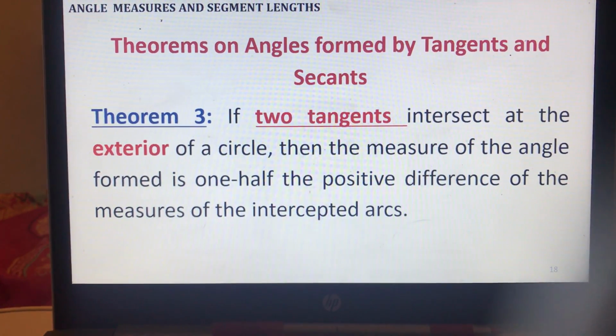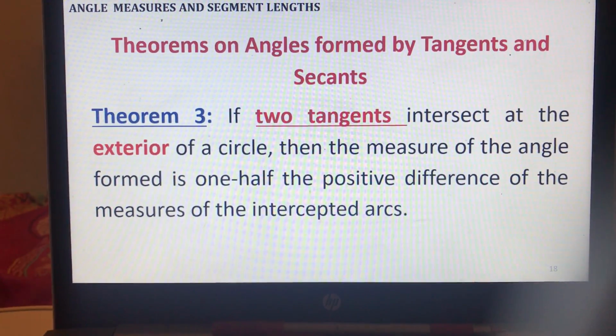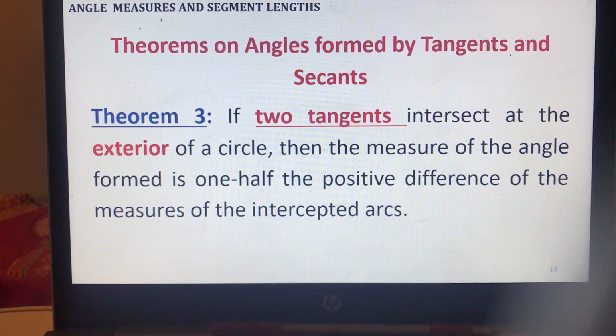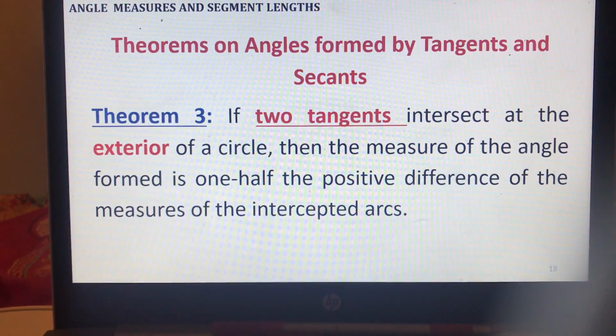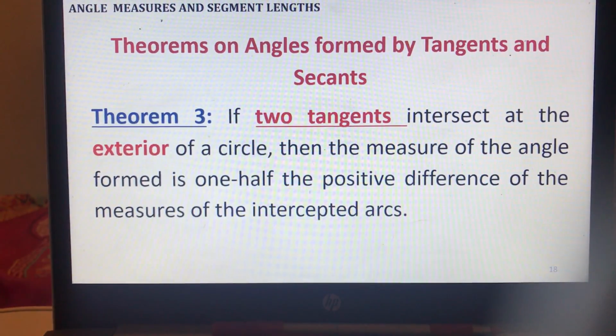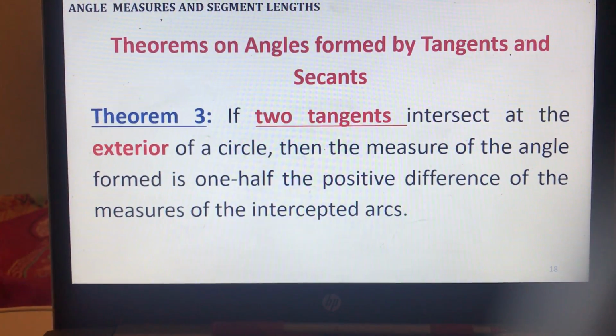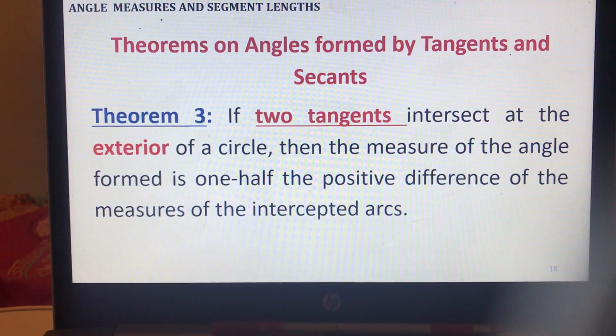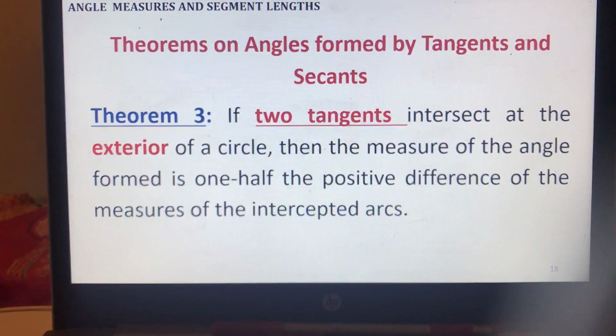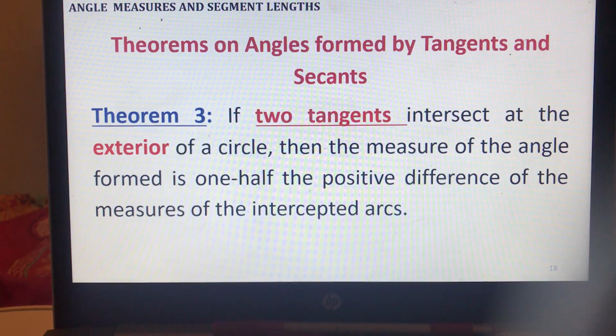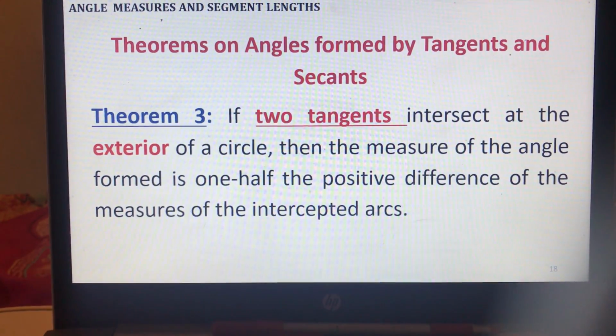Good morning, students. Today we'll continue with Unit 6, Lesson 6, and within Unit 6 we'll continue with Theorem 3, which states as follows. If two tangents intersect at the exterior of a circle, then the measure of the angle formed is going to be 1/2 the positive difference of the measures of the intercepted arcs.